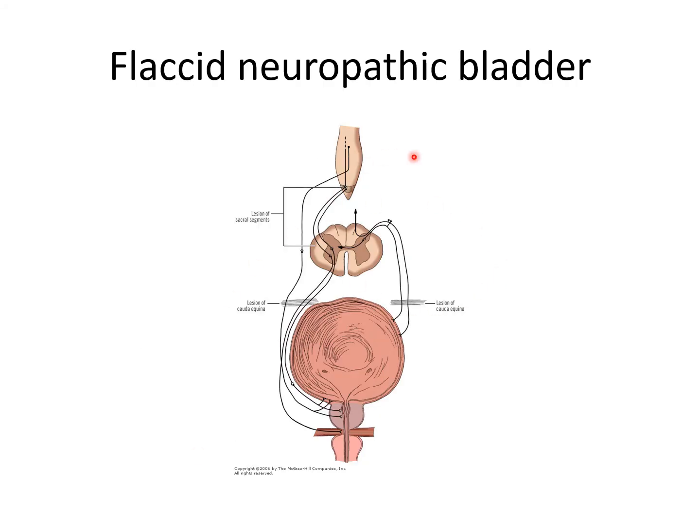Flaccid neuropathic bladder. Here there is a lesion in the cauda equina, cutting the sensory fibers that are supposed to go to the sacral S2, S3, S4, which is the center for the micturition reflex, and from here the motor nerves supply the detrusor and the sphincter muscles. So sensation is cut, fluid is accumulating, there is no detrusor contraction, and after some time the wall becomes thin, atonic or flaccid, and there is overflow incontinence in flaccid neuropathic bladder.